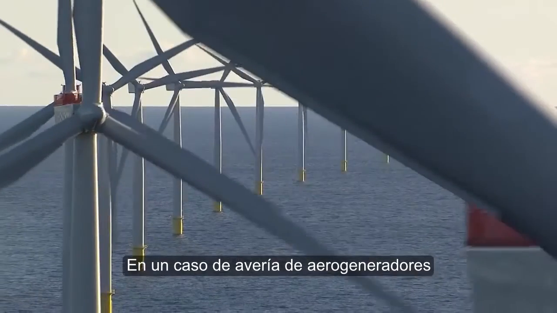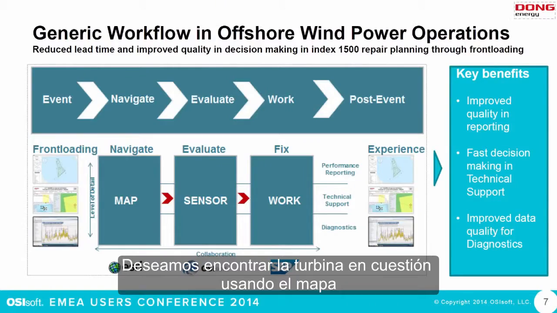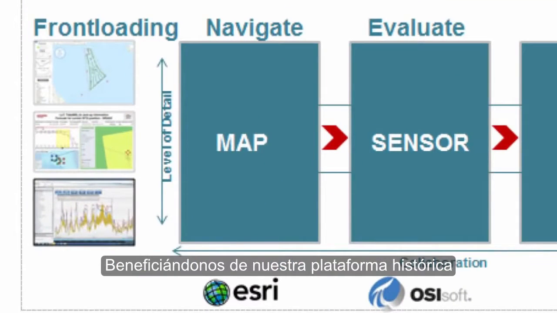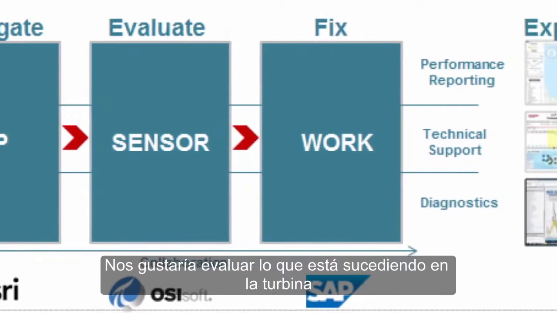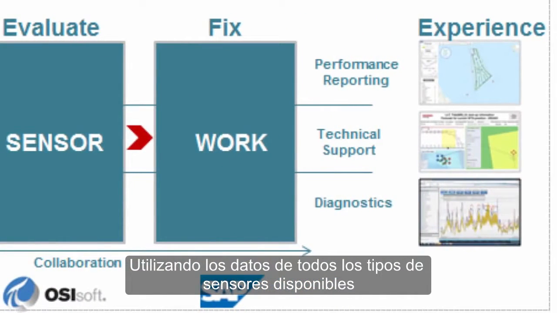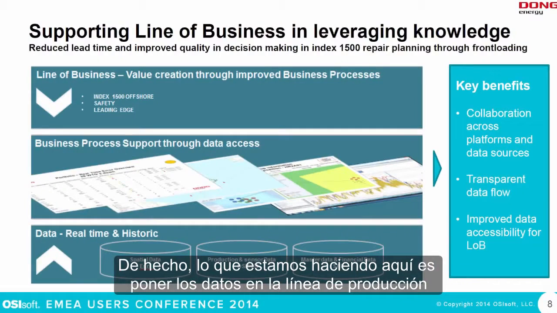In the event of a wind turbine breaking down, we would like to navigate to the right turbine using a map, benefiting from our Esri platform in this. We would like to evaluate what is going on in the turbine, use any sensor information or data we have. We're using the PI system for that. What we are doing here is actually to bring the data into the line of business.